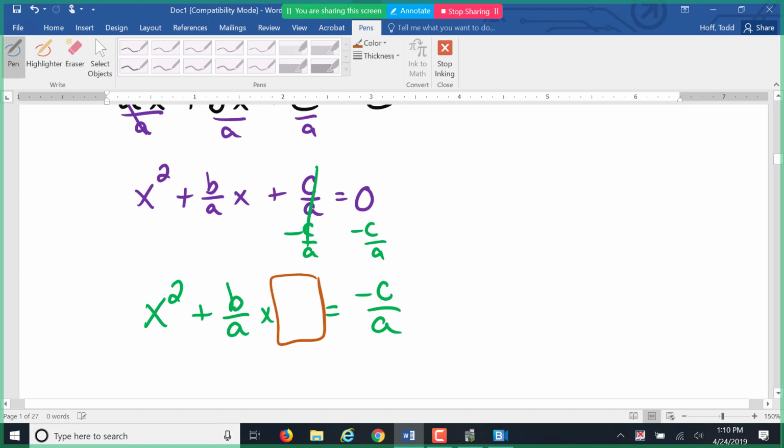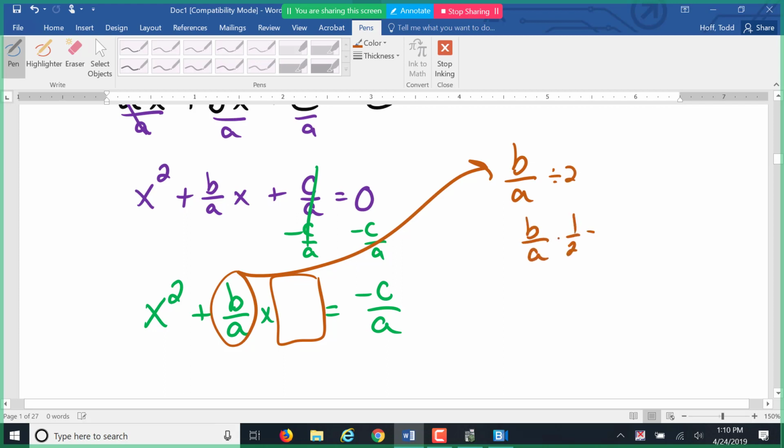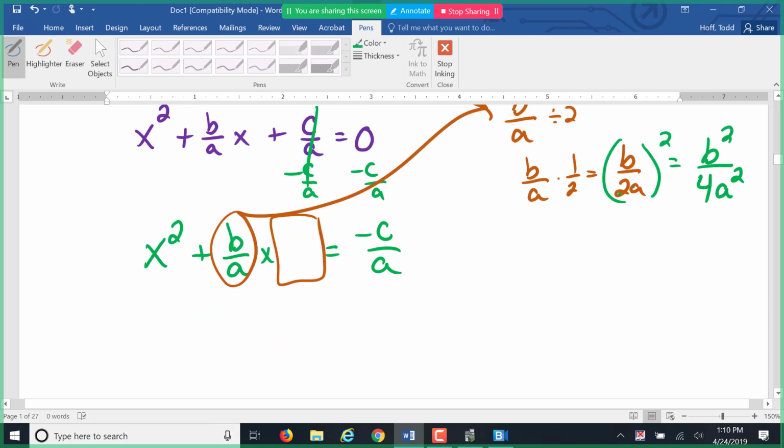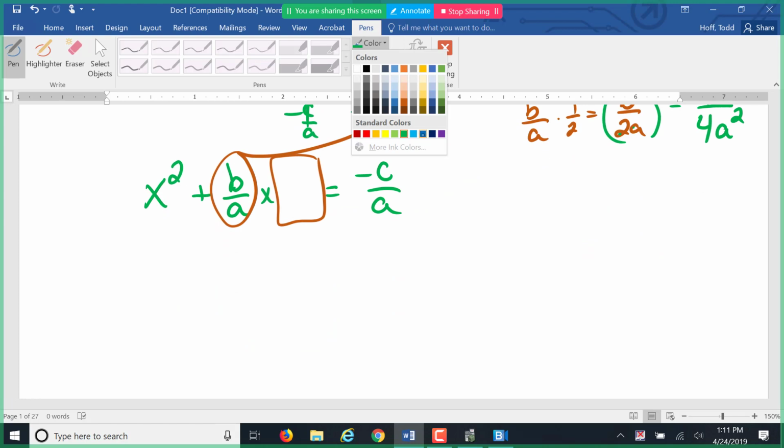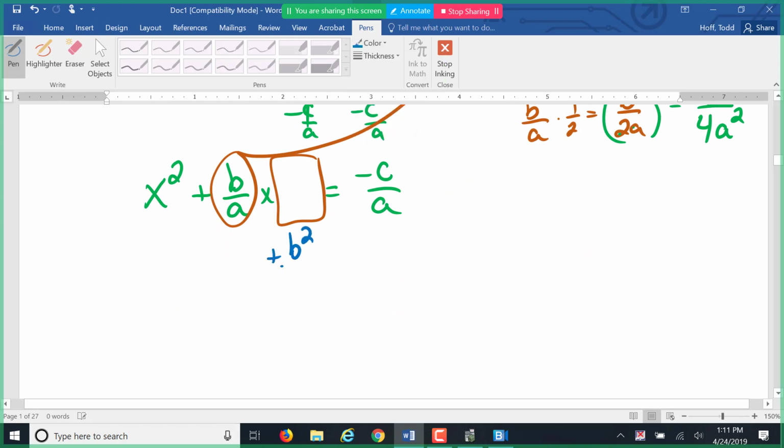Now to figure out what we need here, I'm using this coefficient, b over a. If I divide that by 2, that's the same as taking it times 1/2. So that's b over 2a. Then I square that. b squared, of course, is just b squared. 2 squared is 4, and a squared is a squared. So what I need to add in here is b squared over 4a squared.